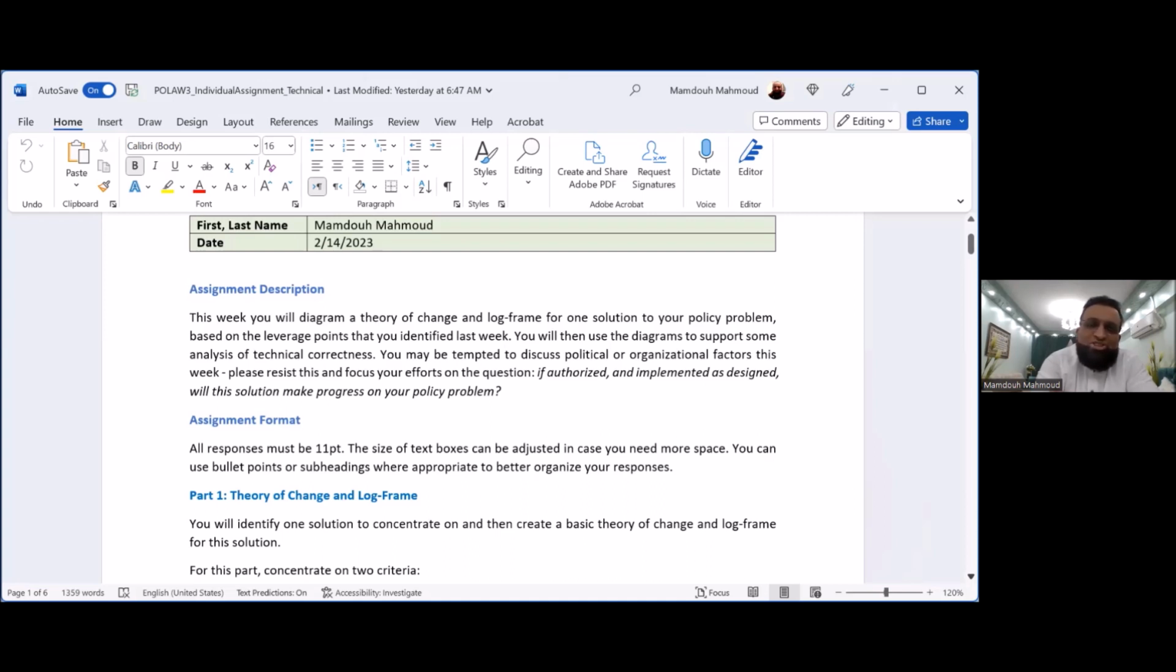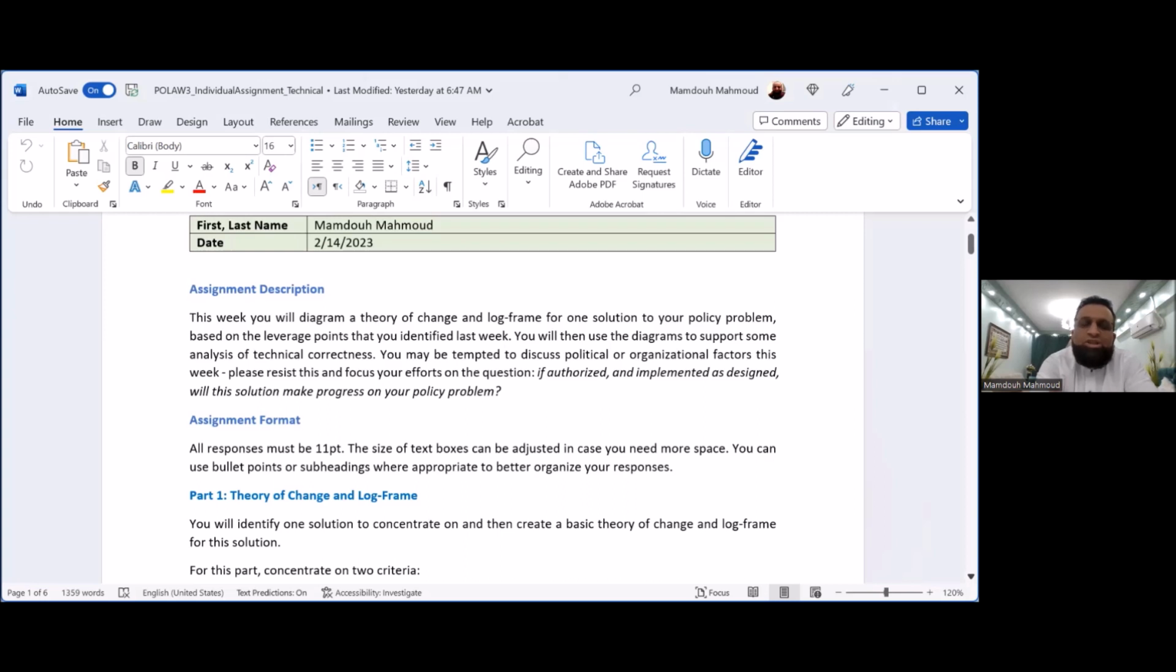Like when they come, there's a schedule. They have a place to do the babysitting. They have a place to do that. I hope you understand, right? All these three have to be there. So now you may be tempted to discuss political organizational factors this week. Please resist this and focus your efforts on questions like technically only.